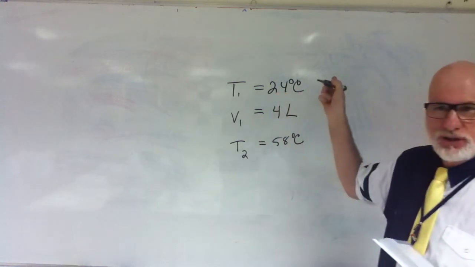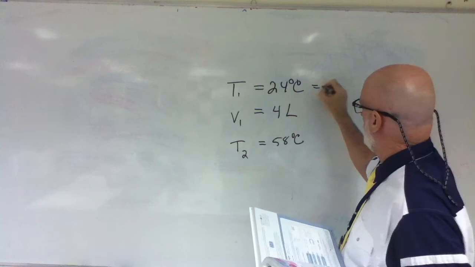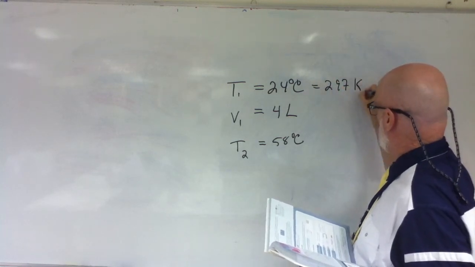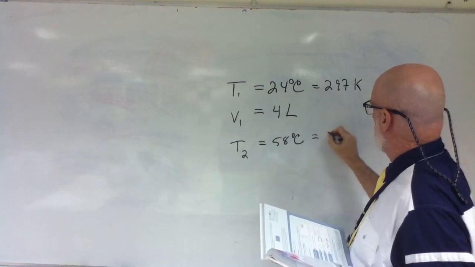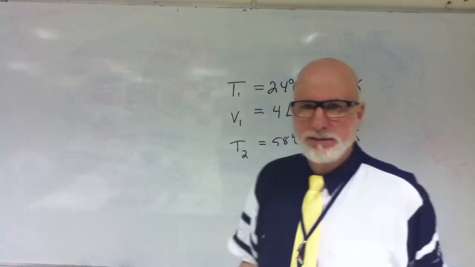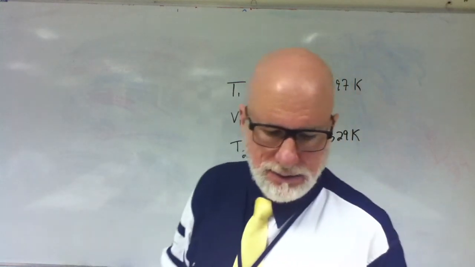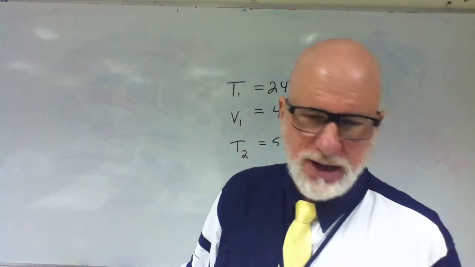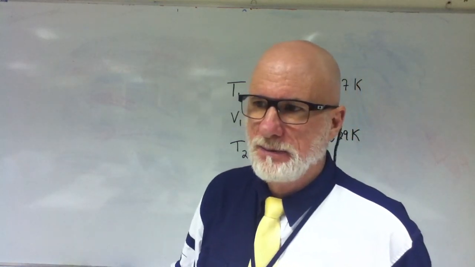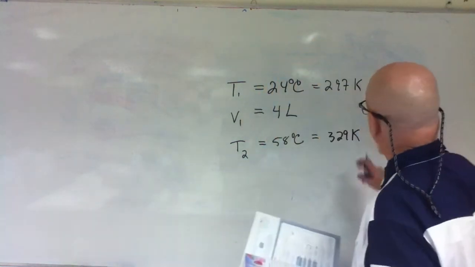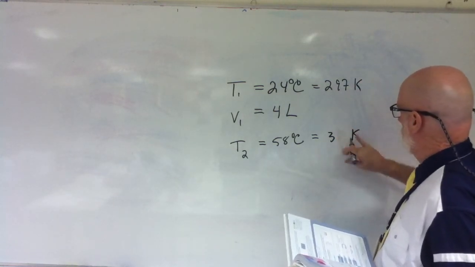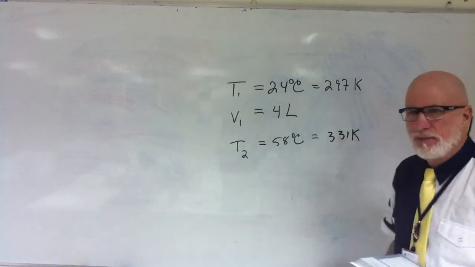Anybody do a conversion to Kelvin? Yes, what do you got? It's 297 Kelvin. And 329. Good, excellent. And it says, what is the new volume if the pressure remains constant? So P is constant. It's actually 331 Kelvin. Nice recovery, Pablo, thank you.